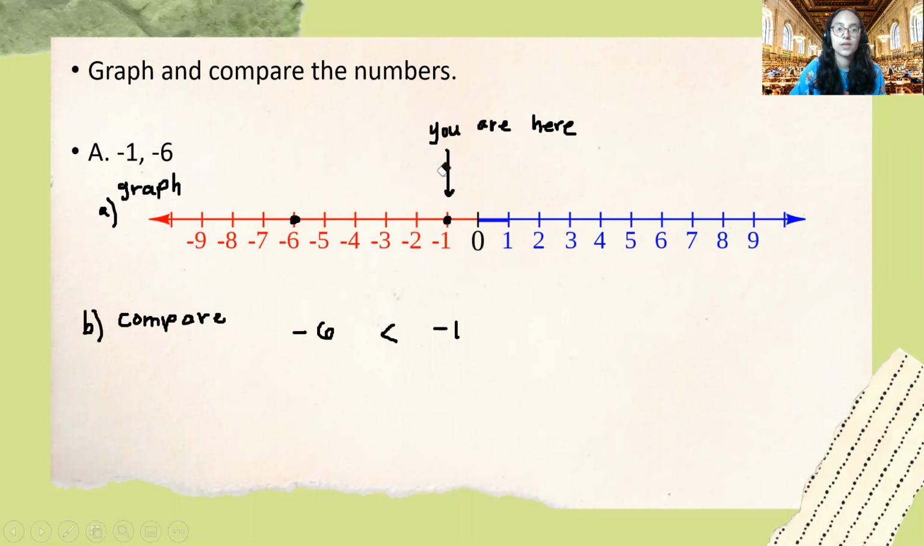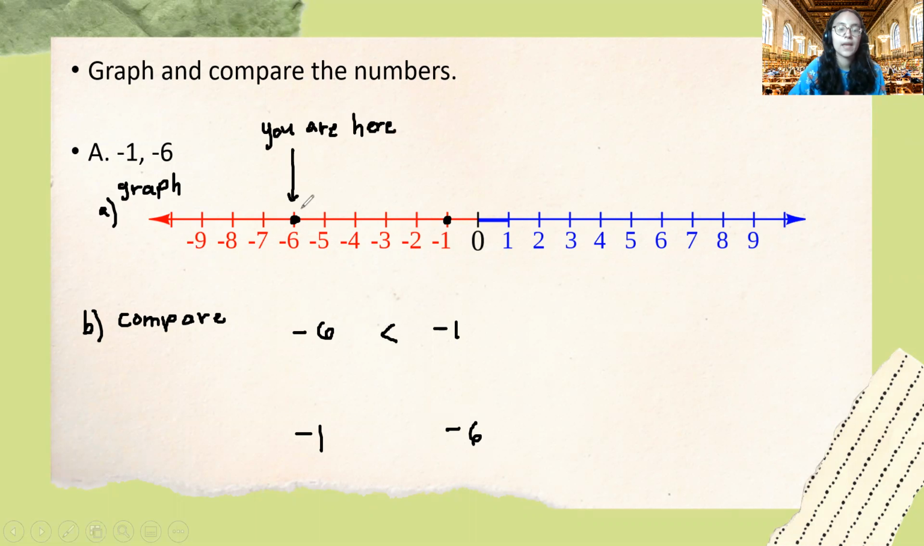And of course, you could also do this another way if you wanted to compare -1 to -6. We could either flip this inequality or we could use our rule. So you are here now. Now we're standing here and we're going to look towards -1. Which way would you turn? You would turn to the right. So because -1 is to the right of -6, this is going to be greater than. Okay? You can do it either one of these two ways. It's fine.